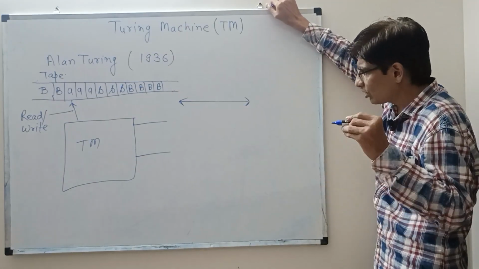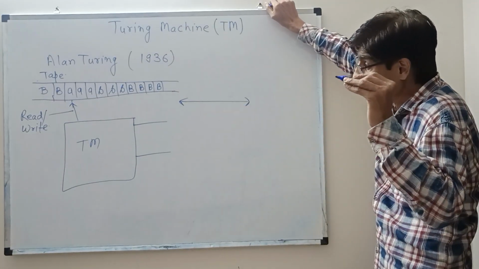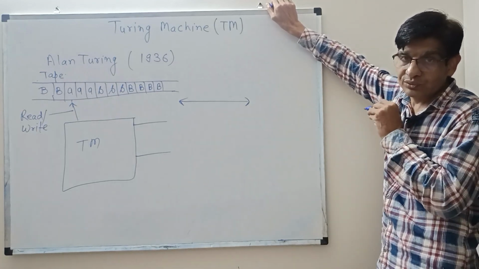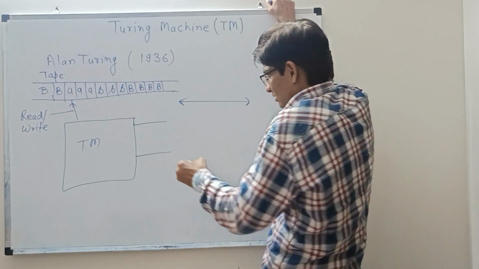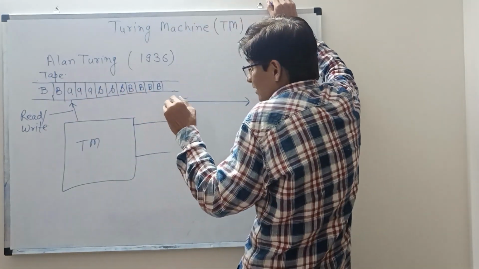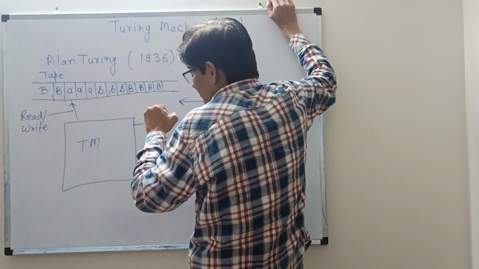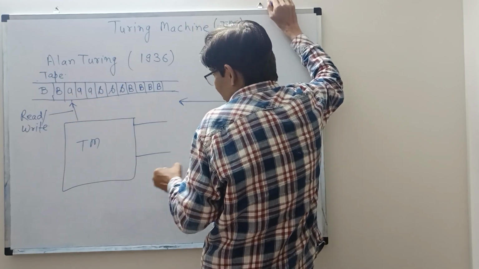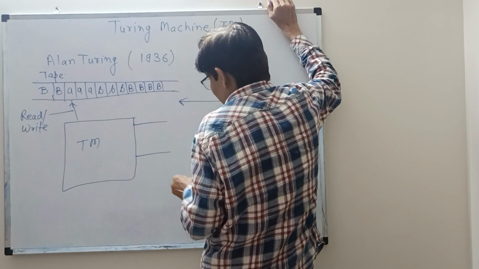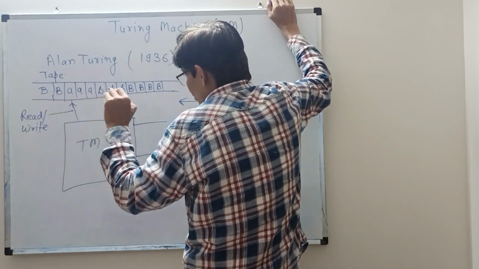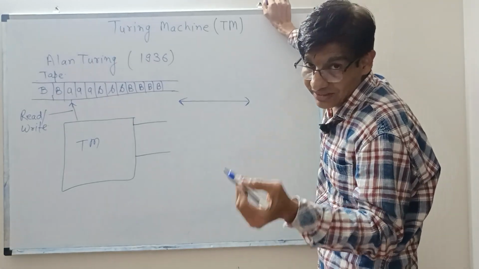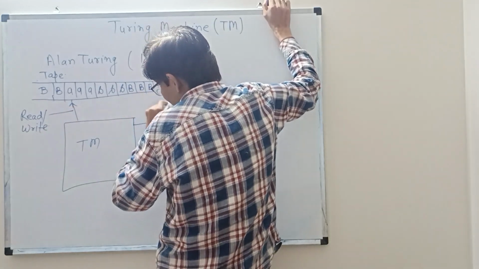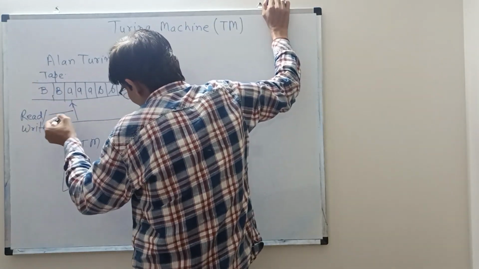In all the mathematical models that we have discussed till now, there was a read head, and it was capable of moving from left to right only. But in this particular machine, Turing machine, this head can read a symbol from the tape as well as write a symbol on the tape. And one more capability is there, it can move in two directions. It can move in the left direction or in the right direction. So from left to right it can move, from right to left it can move. So it can move in both directions.